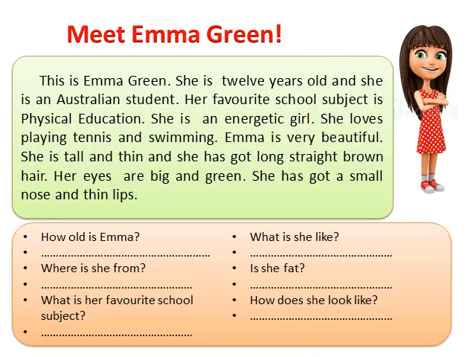Now, meet Emma Green. We'll read about Emma, then try to answer the questions below. This is Emma Green. She's 12 years old, and she's an Australian student. Her favorite school subject is physical education. She's an energetic girl. She loves playing tennis and swimming. Emma is very beautiful. She's tall and thin, and she's got long straight brown hair. Her eyes are big and green. She's got a small nose and thin lips.